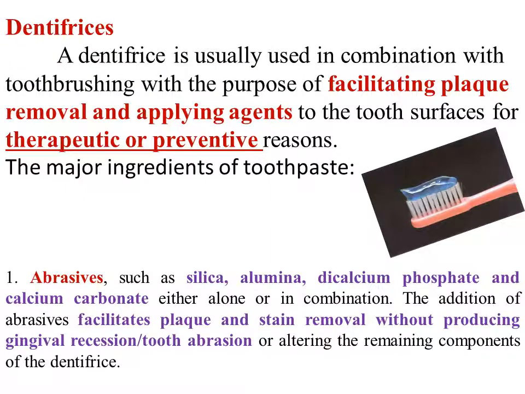Dentifrices or toothpaste. A dentifrice is usually used in combination with toothbrushing with the purpose of facilitating plaque removal and applying agents to the tooth surfaces for therapeutic or preventive reasons. The major ingredients of toothpaste: number 1, abrasives such as silica, alumina, dicalcium phosphate, and calcium carbonate, either alone or in combination. The addition of abrasives facilitates plaque and stain removal without producing gingival recession or tooth abrasion, or altering the remaining components of the dentifrice.